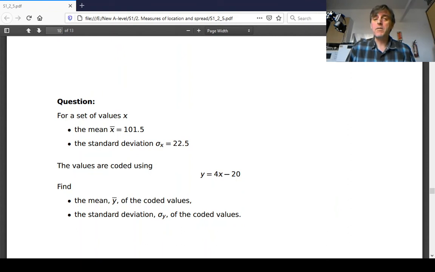All right, here's a question for you to try, very similar to the one I've just done, so it's your turn to have a go at one now. Please pause the video and see if you can use this idea of coding to work out the mean and standard deviation of this coded set of data, please.